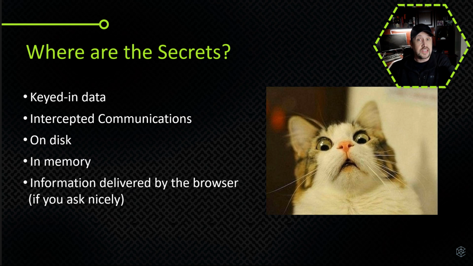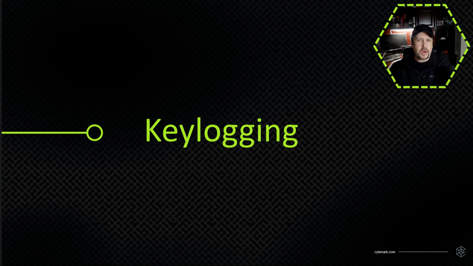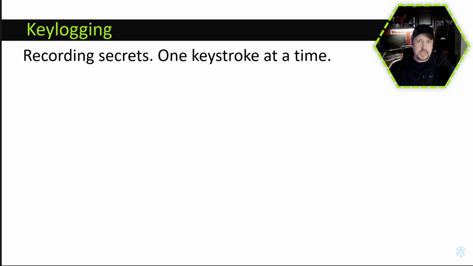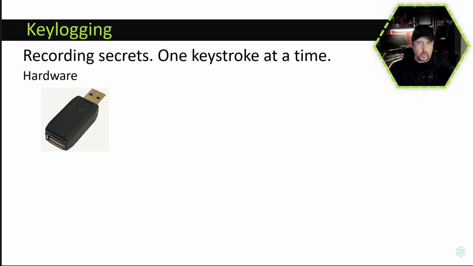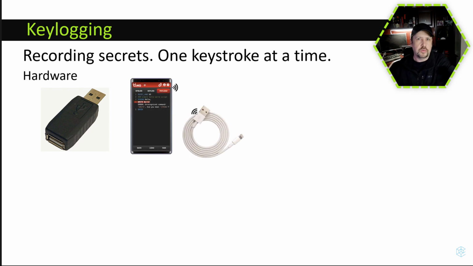So with that said, let's get started and talk about our first method of secret stealing, and this is keylogging. You're probably familiar with keylogging before. This is the typical stealing passwords one keystroke at a time. And there's 2 different styles of keylogging. First, there's the traditional hardware-based, the little dongle that sits between the computer and the keyboard. This is one method, but there's a new style that's more covert.